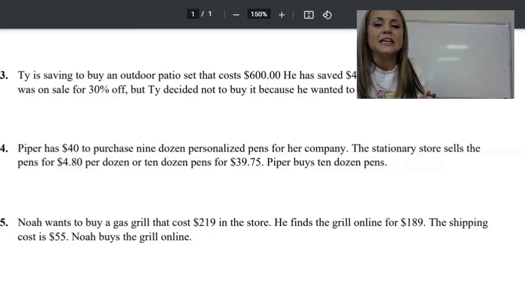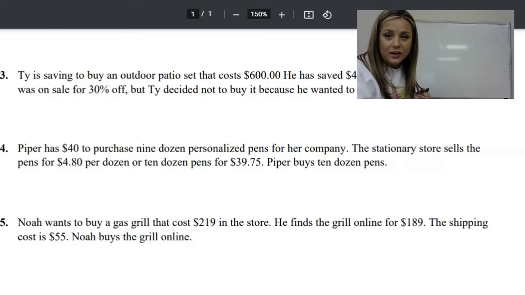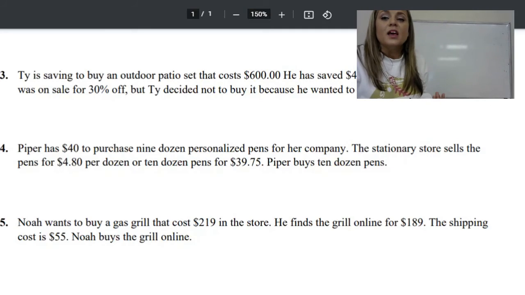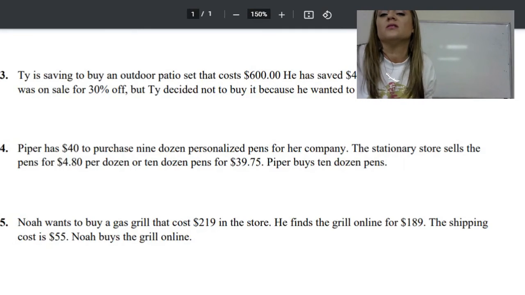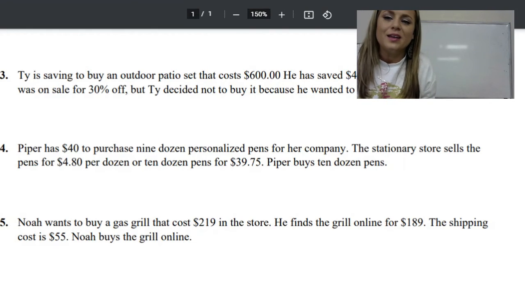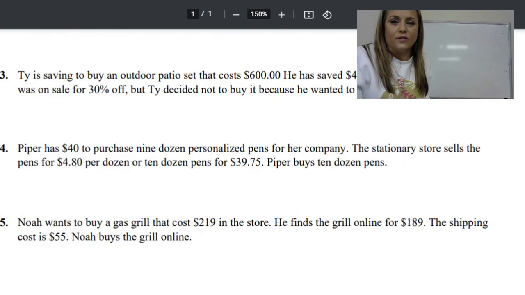So let's look at number 3. Ty is saving to buy an outdoor patio set that costs $600. He has saved $450. Last week, the patio set was on sale for 30% off, but Ty decided not to buy it because he wanted to spend $55 on a video game.